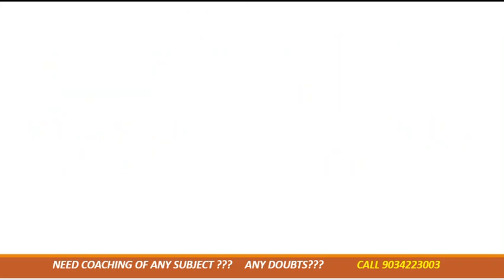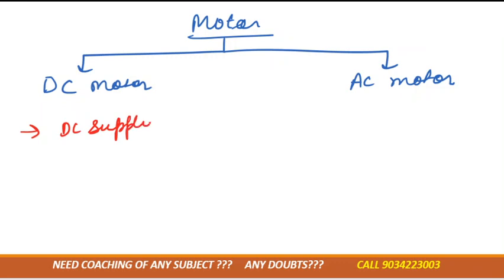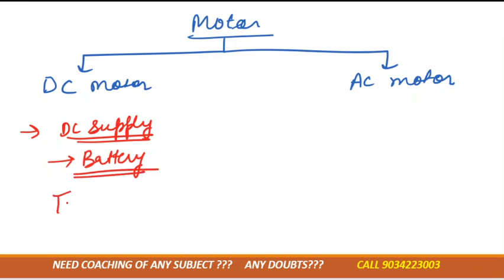Now, first of all, a machine, or we can say a motor, is divided into two categories. One is the DC motor, and another is the AC motor. A DC motor is a motor to which we provide a DC supply, meaning we give it in the form of a battery. You have seen DC motors too; all the toy motors used in toys are DC motors only.